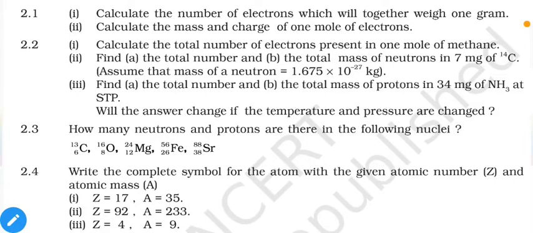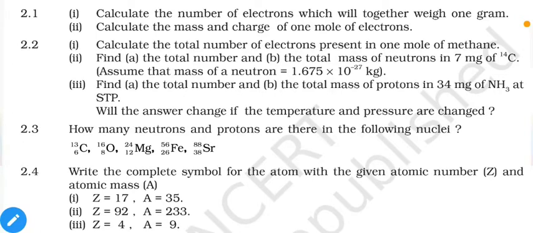Just follow the method of the previous question, that means 7 milligram of C14. Use the same method. Instead of finding the number of neutrons, find the number of protons, and the remaining calculation will be the same with the changed values. Now let us move on to the next.